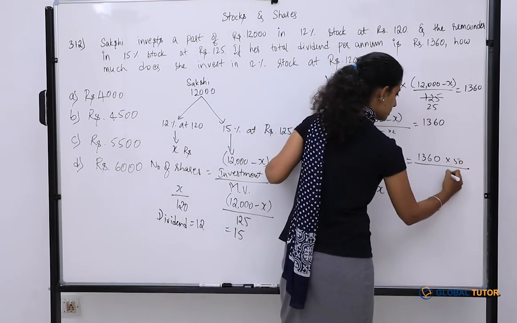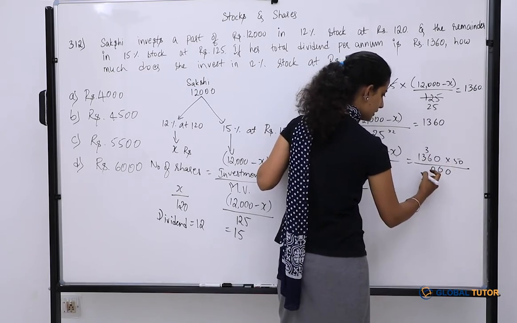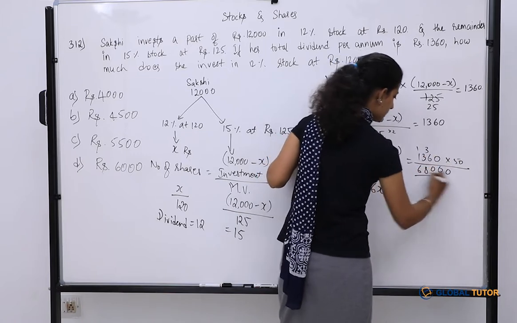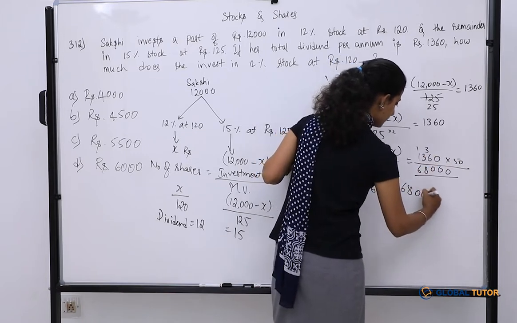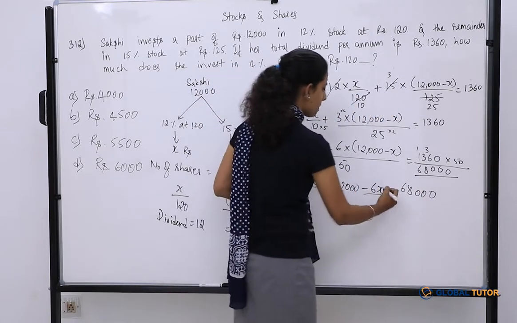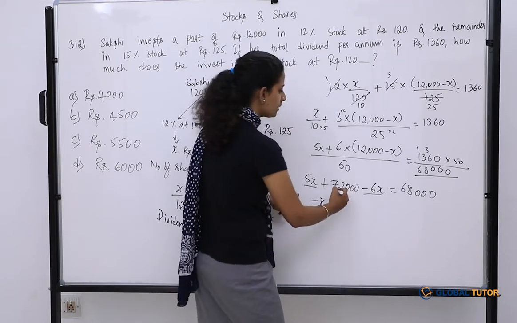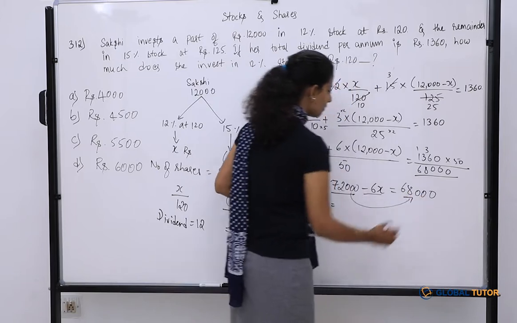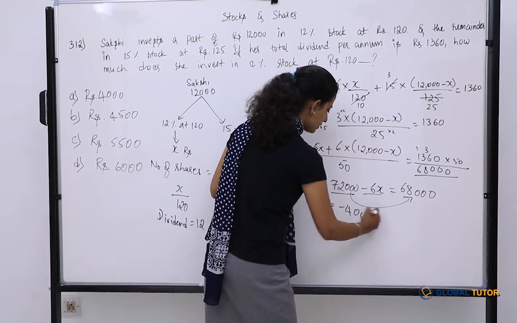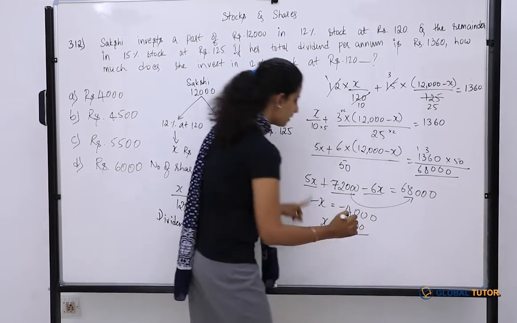So if I do it this way, 5 0 5 6 30, 5 3 is 15, 15 plus 3 is 18, 15 5 plus 1 is 6, 68,000. Now let us solve this. 5x minus 6x will be minus x, that is equal to, if we shift 72,000 on the right hand side, it will become minus 4,000. So x is equal to 4,000.